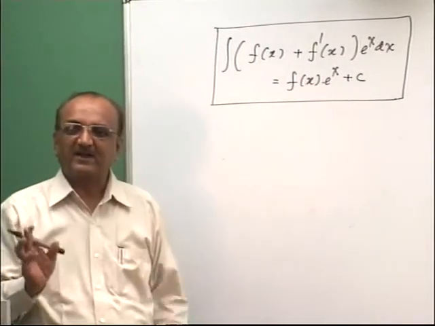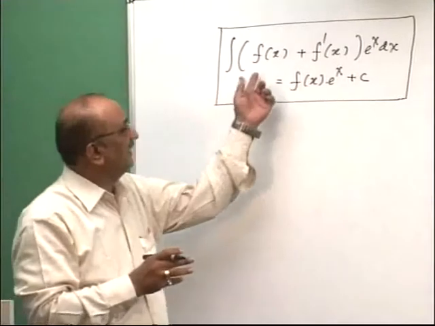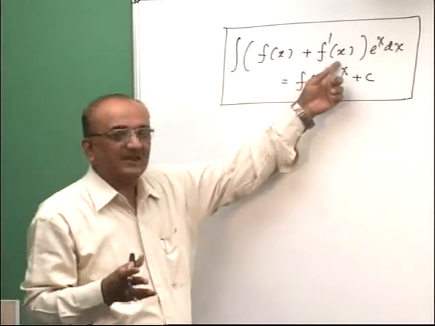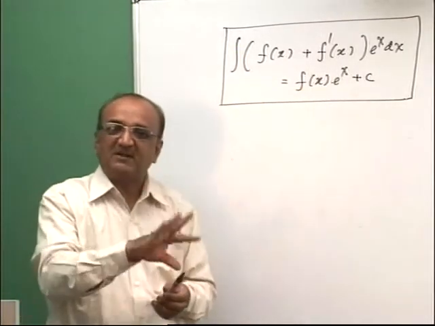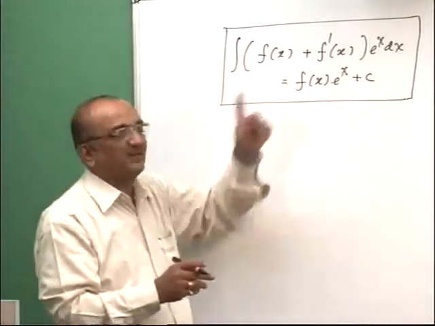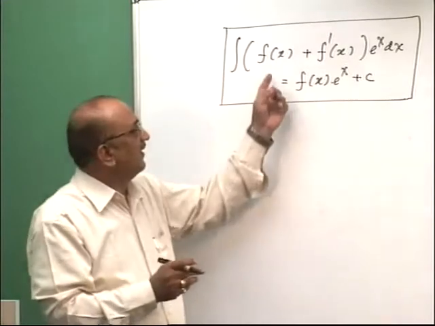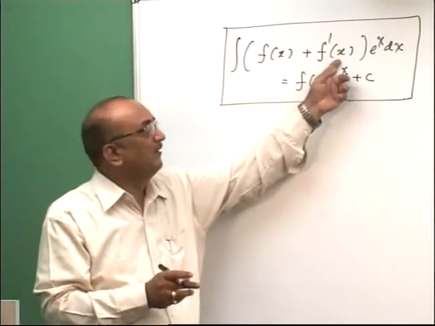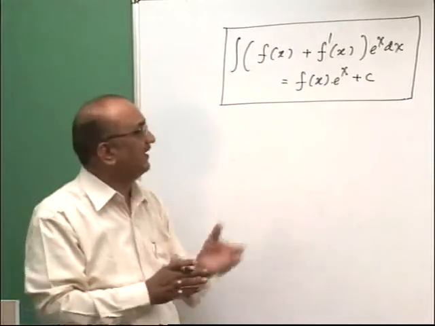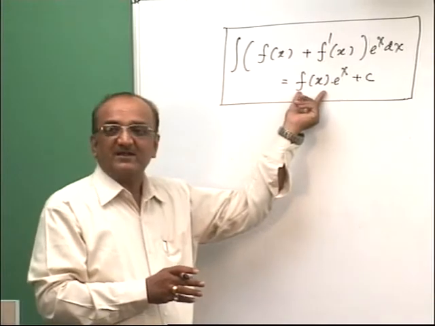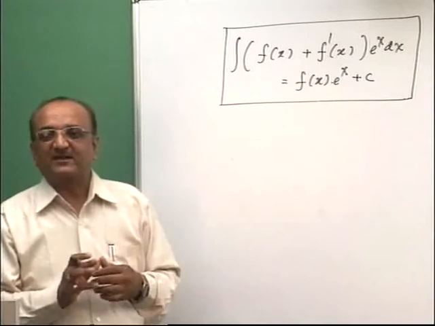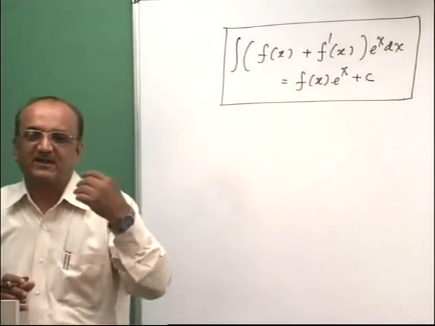What is written? The function is f(x). What is the next point? f dash x means the derivative of the given function. f(x) plus f dash x. That has to be plus, not minus. Function plus function's derivative, bracket over e raised to x dx, equals what will you write at the end? The function f(x) into e raised to x plus c. If you know the function, then you can write directly function into e raised to x plus c.